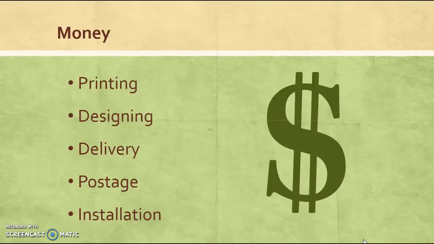Money. You will need to start thinking about money when it comes to projects. Each project will be slightly different. Some projects I will give you a budget. Others I may just ask you to get a quote. You will need to think about different things like printing, designing, delivery, postage, and installation. These are just some of the issues you may need to take into consideration when you are creating a budget for your project.